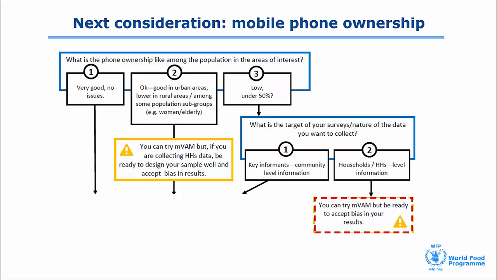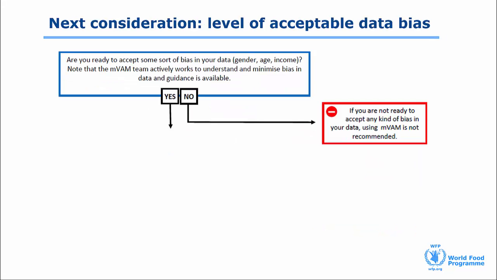Now that you've determined that remote mobile-based data collection is feasible, you should decide whether the mVAM approach is appropriate. This depends on whether or not you're ready to accept some sort of bias in your data, such as gender, age, or income. Note that the mVAM team works hard to understand and minimize bias in mVAM data, and guidance is available. If you're not ready to accept any kind of bias in your data, then mVAM is not recommended.